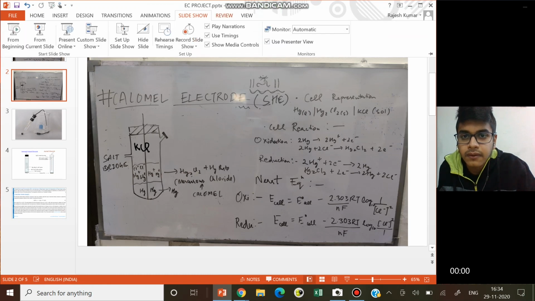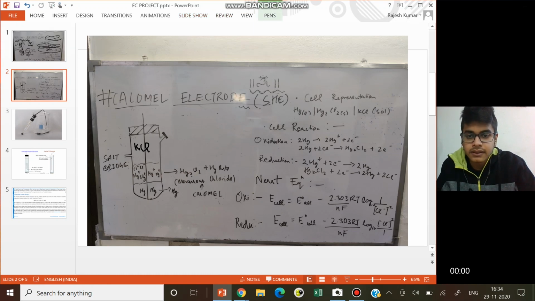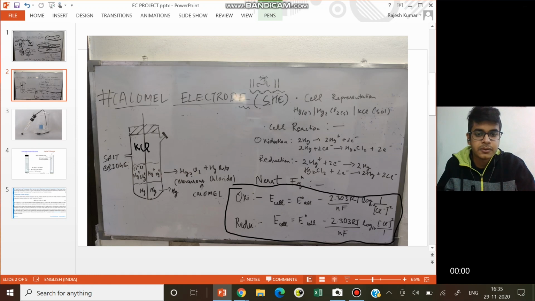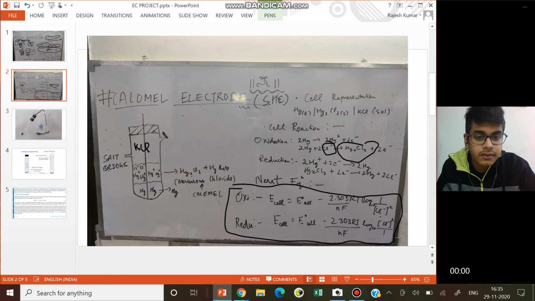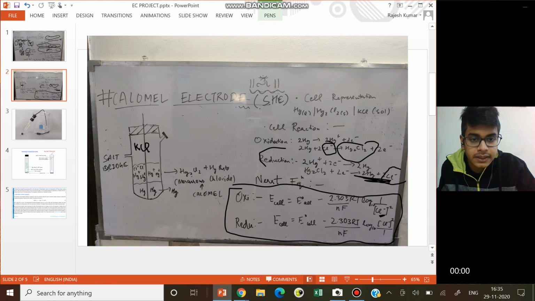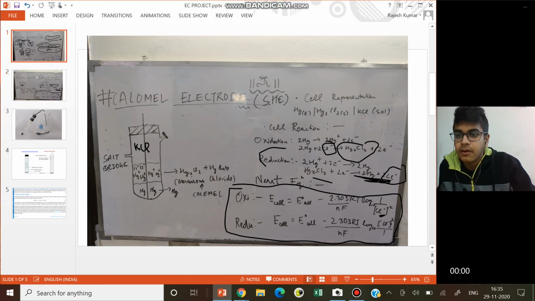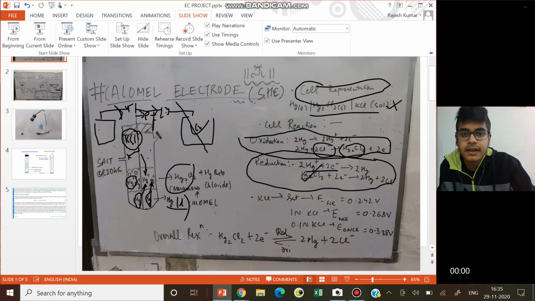So let's now start thinking. Yes, so this is the Nernst equation. The Nernst equation is used to calculate the potential. For the oxidation, E cell is equal to E naught cell minus 2.303 RT upon nF log product upon reactant. Here the product is in solid state, so 1, and this Cl minus is in the reactant state, so Cl. And basically the same thing happens in reduction. This 2Hg and 2 Cl minus, so Cl minus in the product, and this is again in solid state, so 1.